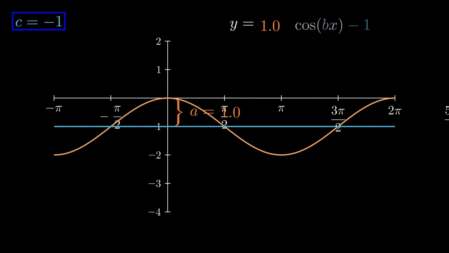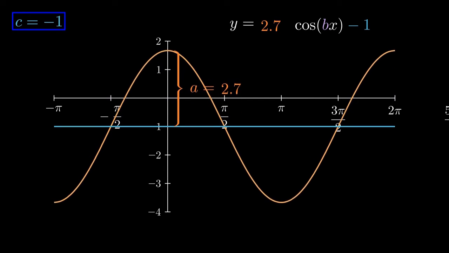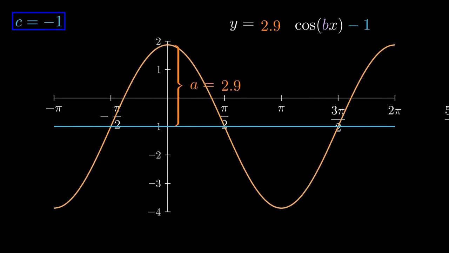Next, we'll look at a. What happens when we change a? So we'll keep c at -1, and then we'll change a. A is the amplitude, and it basically shows how big or how high and low it goes, the max and the mins, let's say. When it's negative, it flips down.